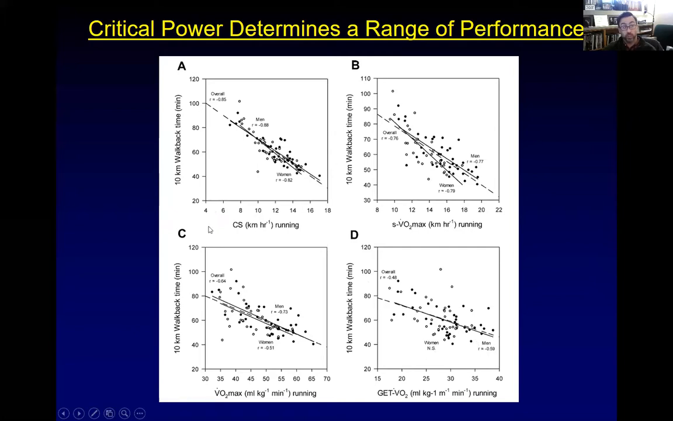So of these things, here's an actual task that might approximate people doing something in the real world that would be a measure of and require aerobic metabolism and work capacity, and critical speed or critical running velocity was a better predictor than some of our other more traditional measures of performance.